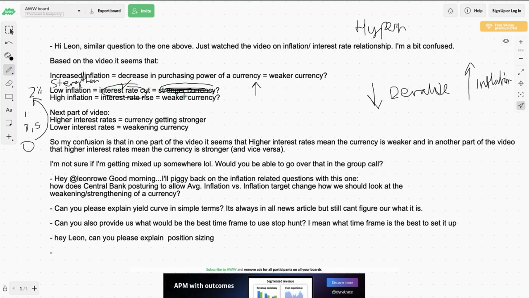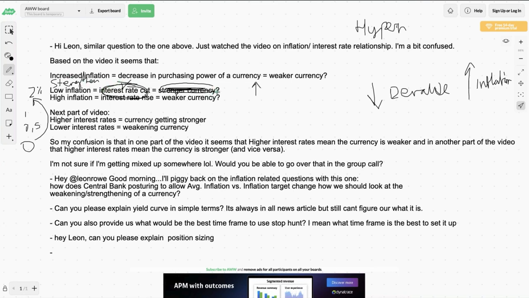So in a way, I guess maybe I've read this slightly wrong. When I read this in my mind, I kind of did it a different way, but I understand why you've done it in this sequence. So low inflation actually means a strong currency, but the result of that would be an interest rate cut to devalue, to weaken the currency.